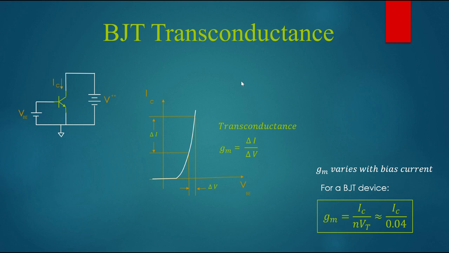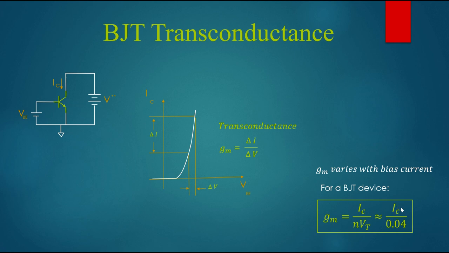For a bipolar junction transistor, as shown here, you will not find the transconductance value listed in the datasheet. That's because it depends highly on the current that you flow through it. And I've put the equation down here in the lower right. GM, transconductance, is equal to IC over N VT, where VT is 0.026 at room temperature, and N is some number that varies between 1 and 2. I just chose something in the middle and crunched this out, and I got 0.04 for the denominator. It's approximate, but it'll get you going.